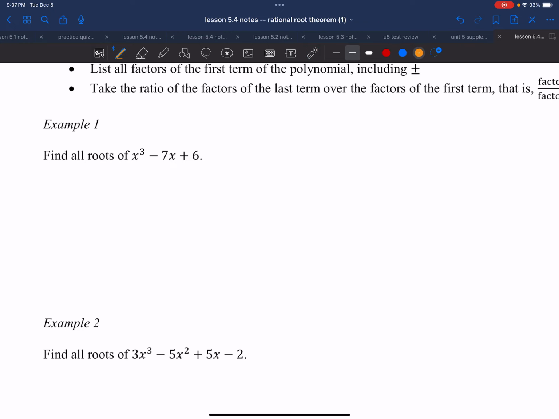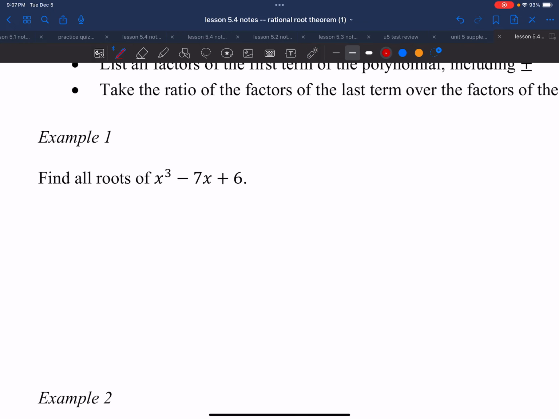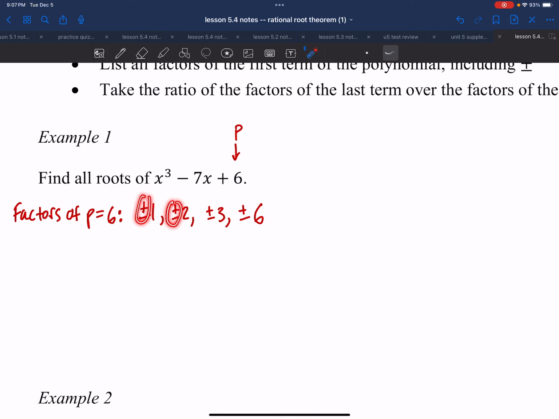So here's how this works. 6. 6 is what we call p. Okay? So factors of p, which equals 6, right? 1 goes into 6, 2 goes into 6, 3 goes into 6, and 6 goes into itself, right? And notice I put plus or minus on every single one of these. Traditionally when you say, what's the factor of 6, you say just positive 1, 2, 3, or 6, right? But we include minus because we're looking for roots, right? And the roots could be positive or negative, right? They could multiply to get 6 or something like that, okay?